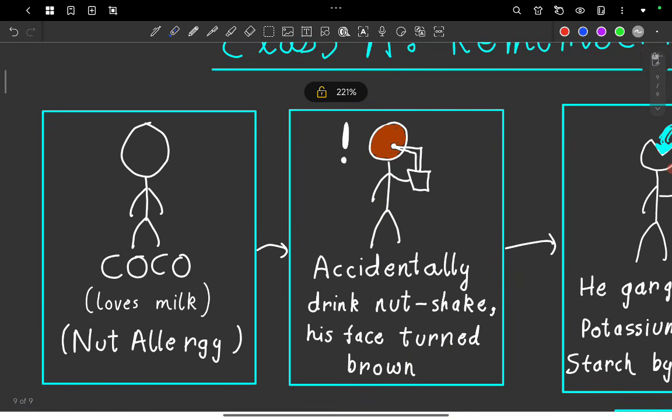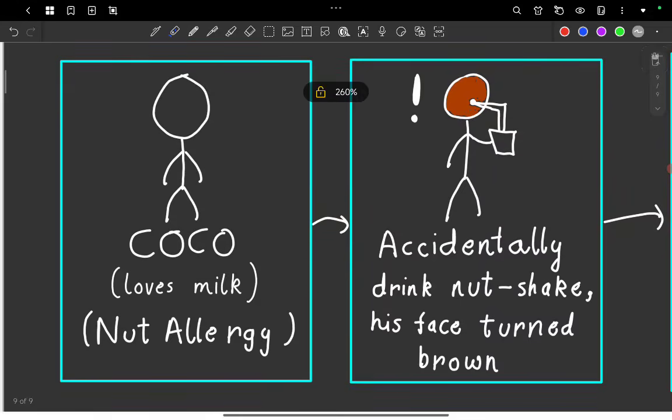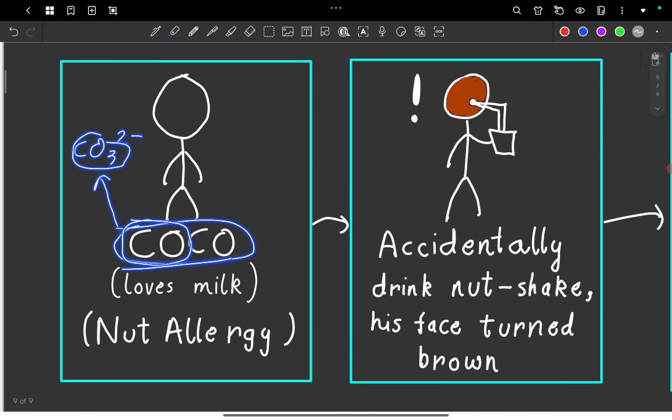Now imagine there's this guy Coco, and he loves milk, but he has a nut allergy. These are crucial facts. Now here, right off the bat, you can see that Coco is a reference to the carbonate ion. You have to create a link: CO3, so Coco, and loves milk. This is an obvious reference to the test of the carbonate ion. Look at your notes where it turns lime water milky.